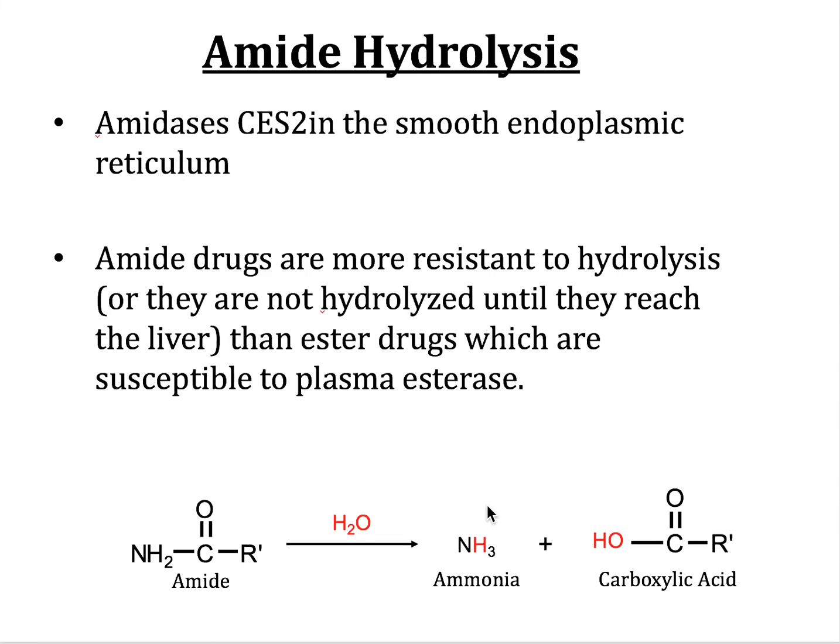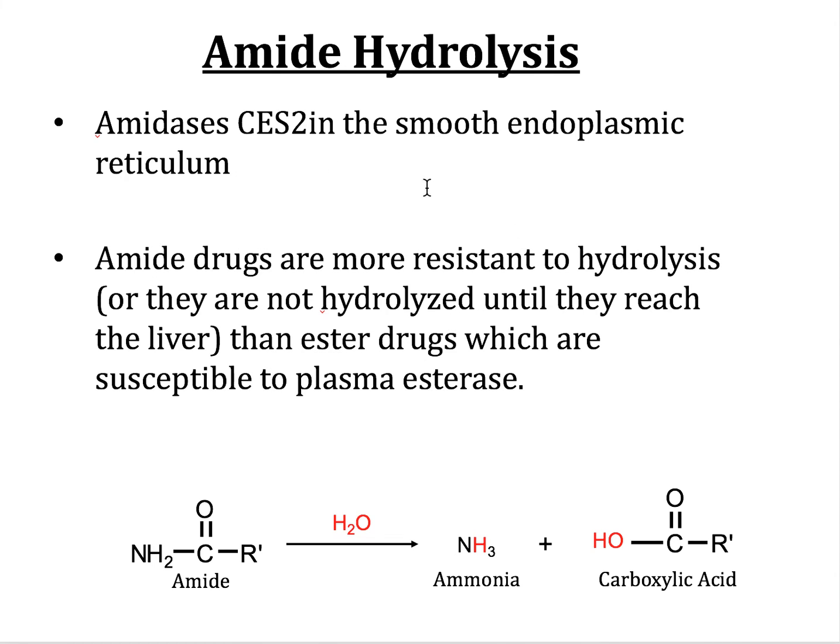Now, amides usually undergo amide hydrolysis. Again, we're looking for a molecule like this. This is the functional group, but we mainly use carboxylesterase 2, which is found in the smooth endoplasmic reticulum of the cell. Amide drugs are more resistant to hydrolysis, or they're not hydrolyzed until they reach the liver, than ester drugs, which are susceptible to plasma esterases. So CES2 is only found in the smooth endoplasmic reticulum of the liver. So hydrolysis of amides usually takes place within the liver.